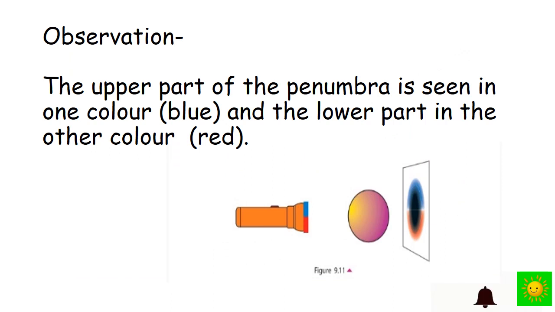At the end of the practical, you can observe the upper part of the penumbra is seen in one color, blue, and the lower part in the other color, red.